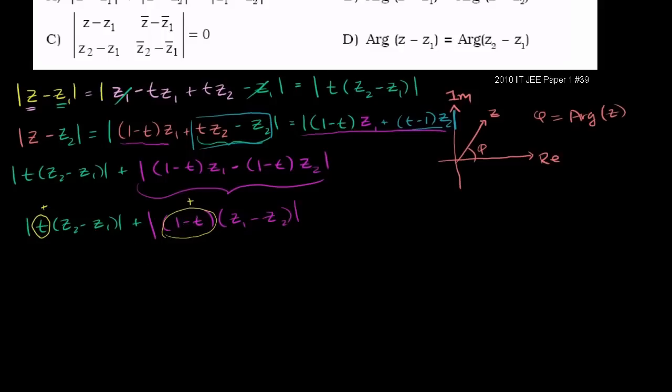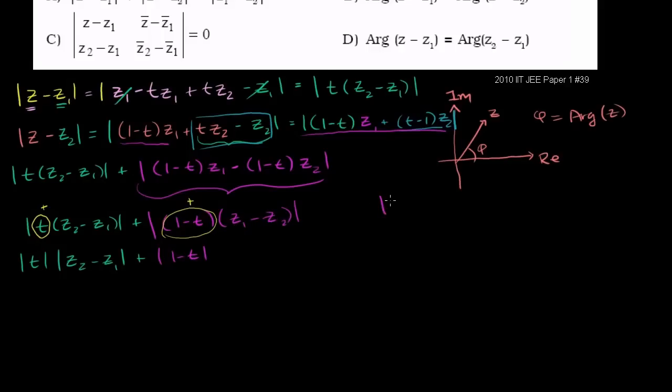So this is going to be the same thing. These are just scaling the magnitude. So this is going to be the same thing. These are positive values. So this is going to be t times the absolute value. Actually, let me not skip a step. This is going to be the same thing as the absolute value of t times the absolute value of z2 minus z1, because this is just scaling it, plus the absolute value of 1 minus t, times the absolute value of z1 minus z2.